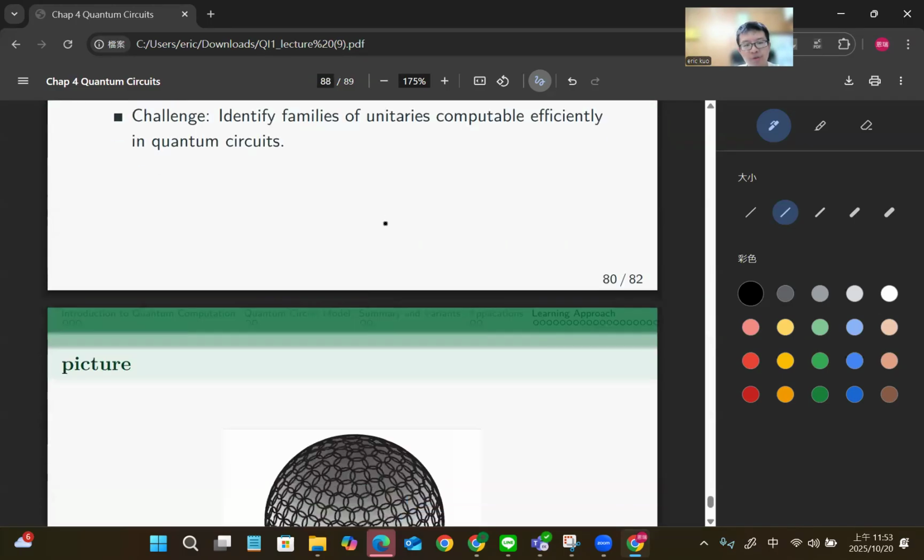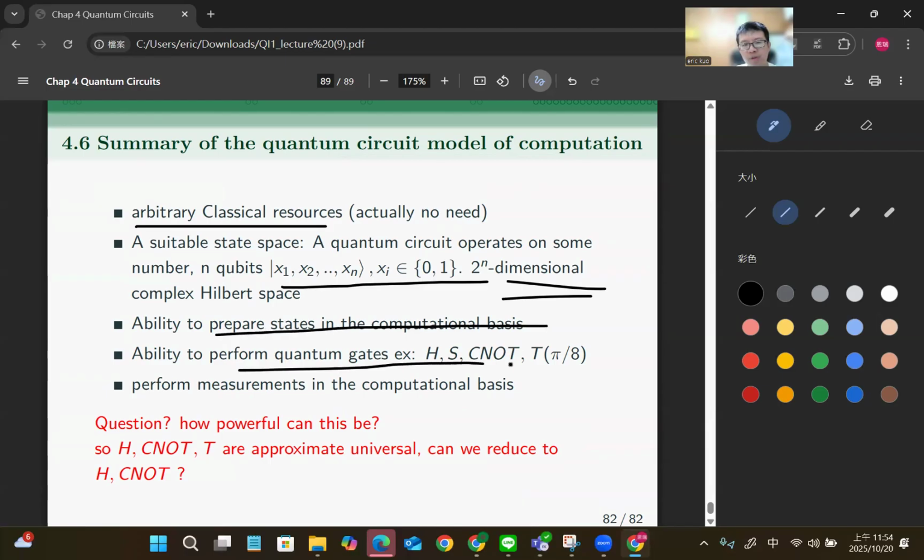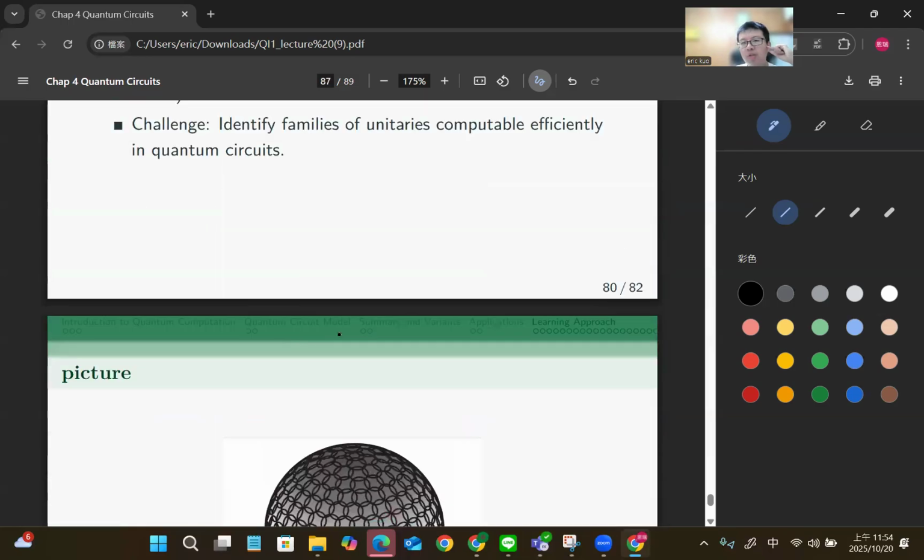So this is the summary of this quantum circuit model. In order to do quantum computation, you can arbitrarily collect your resources. You have some suitable space, you can allocate n qubits, and you can prepare a state in the computational basis. You can perform some elementary quantum gates, which we picked here, or any single-qubit gate plus CNOT. Then perform measurement in the computational basis. So the question for the rest of the lectures is how powerful this model is compared to the classical one. Okay, see you guys.